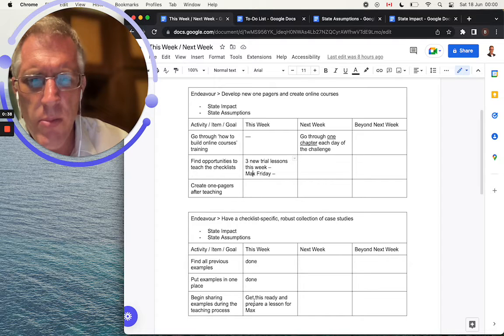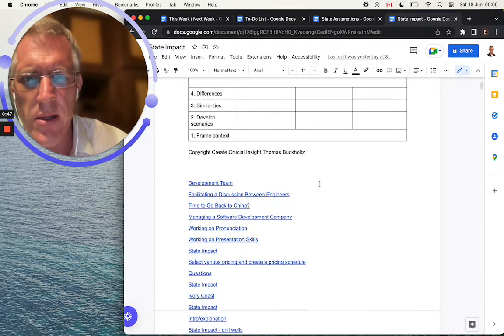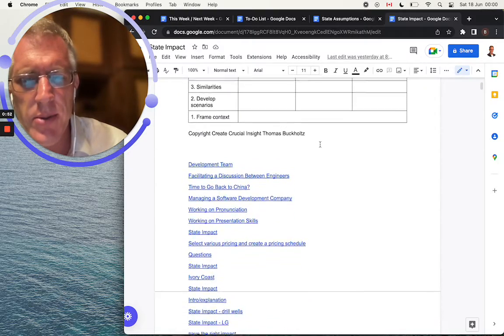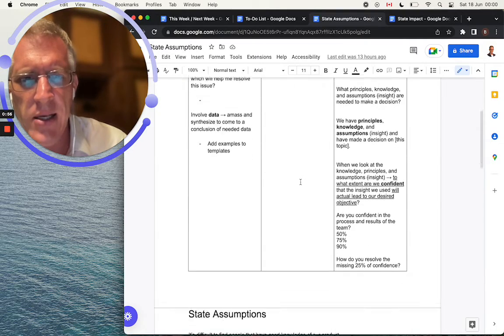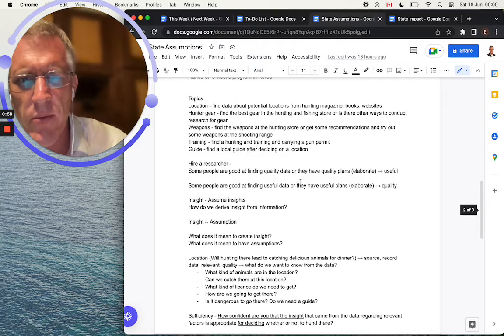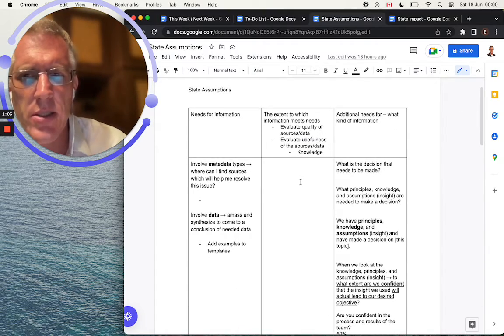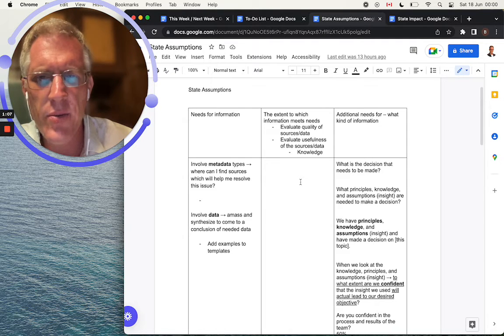Now, what I was hoping to do was to get this ready, which means get the examples ready. For example, with the state impact checklist, I have multiple examples. I didn't go through the examples yet. Then the state assumptions checklist, I have one example. I don't ever really use this checklist with anyone. It's very challenging to really know what to do with this.